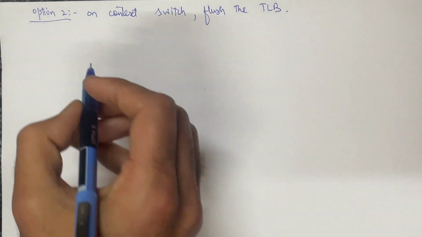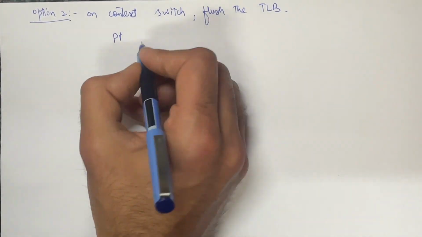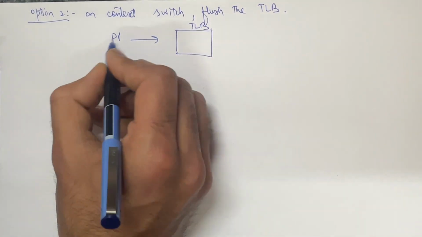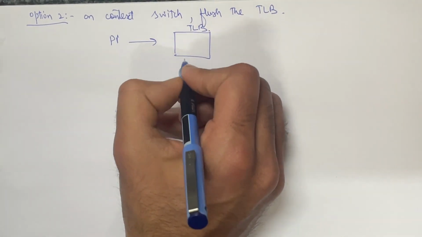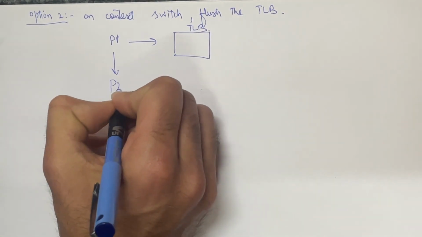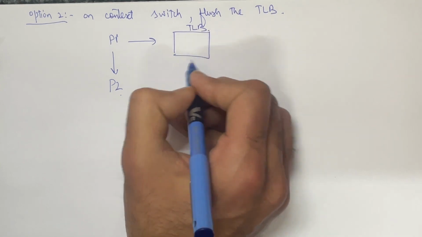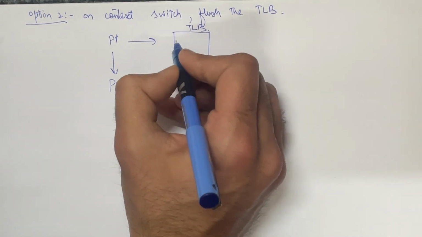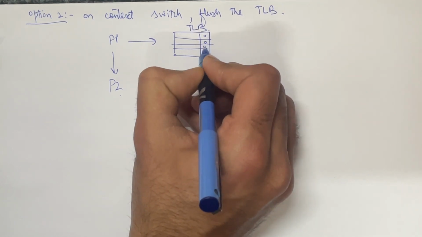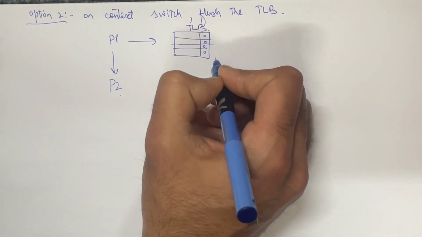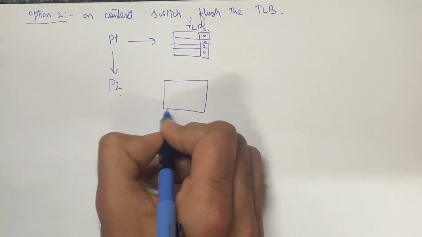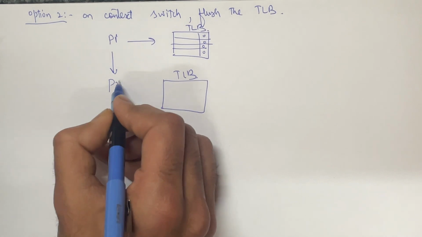Okay, what does that mean? If process P1 was running, then in the TLB we will have entries of process P1 only. So the entire TLB belongs to process P1. But when there is a context switch to P2, what are we going to do? We are going to flush this TLB. Flushing the TLB means that we will make all the valid bits zero. Making all the valid bits zero means all the entries will be free. Now the entire TLB will be used by P2.